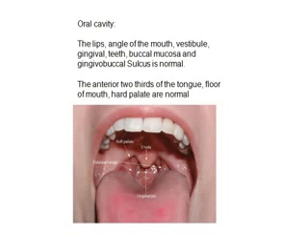In the oral cavity, the lips, angle of mouth, buccal mucosa, vestibule, gingivo-buccal sulcus, gingiva, teeth, dorsal and ventral surface of the tongue, lateral borders of the tongue, floor of mouth, and hard palate are examined.